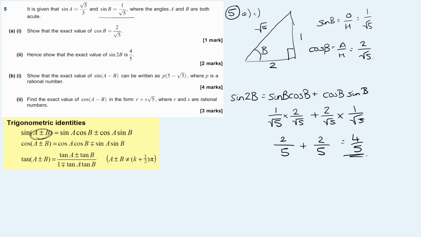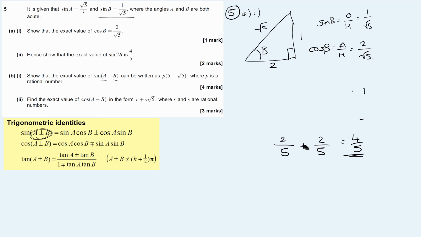Now for part B, we need to use not only our B triangle, but also our A triangle. So I'm just going to remove the working for part A, part 2 there, and let's draw out the other triangle. This is another right angle triangle. It's a different one; it's not, as some students want to do, an A up there. It's a different triangle for A.